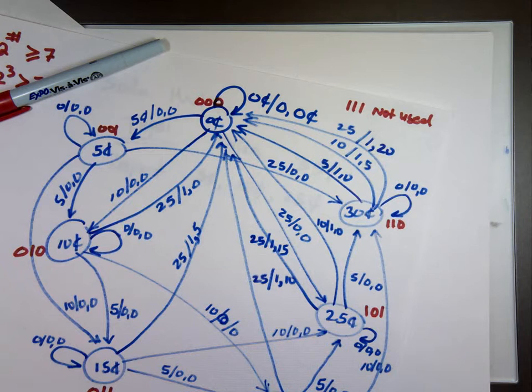Now my money coming in, my input. 0, 0 means 0 money. 0, 1 means I put 5 cents. 1, 0, I put 10 cents. 1, 1, I'm putting 25 cents. So that's how I'm going with these.